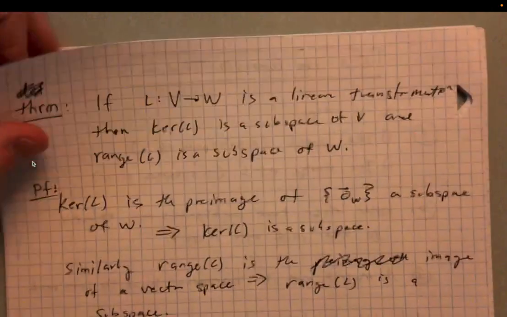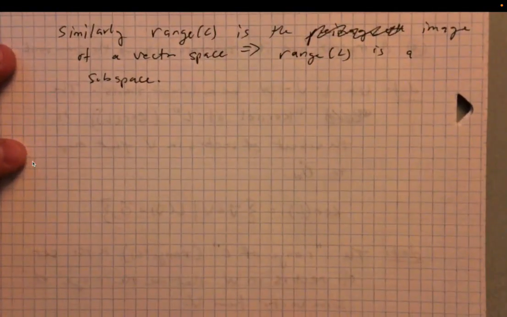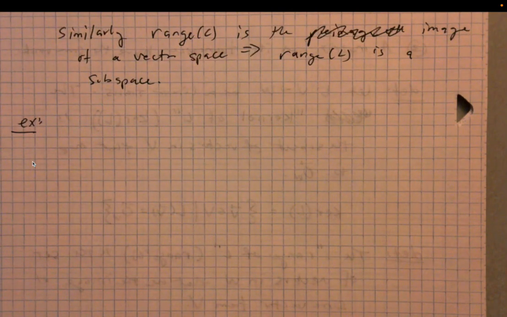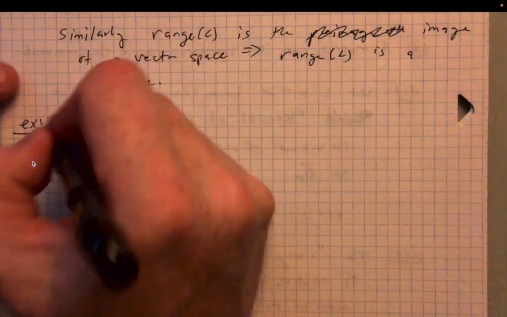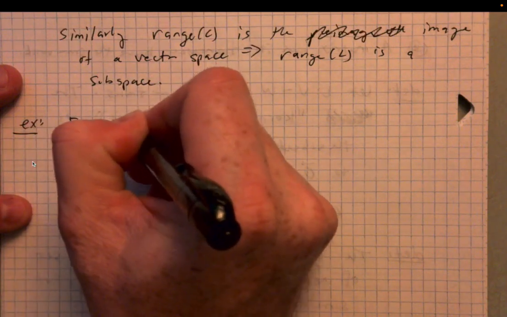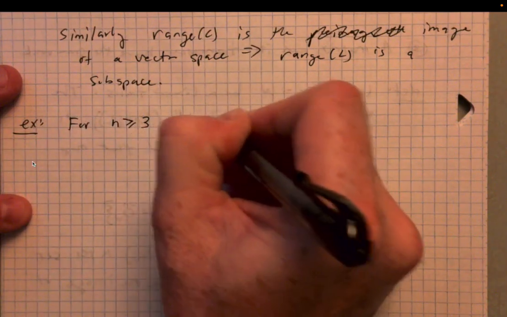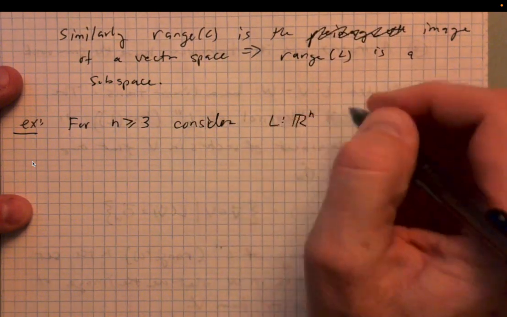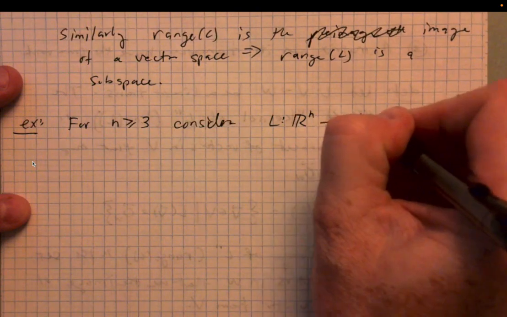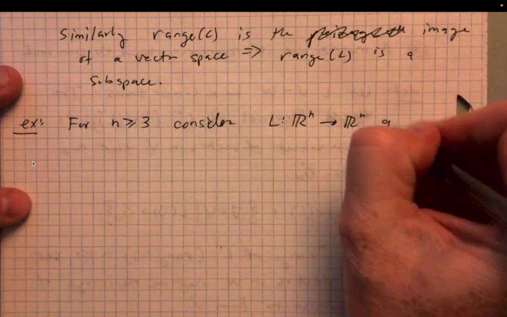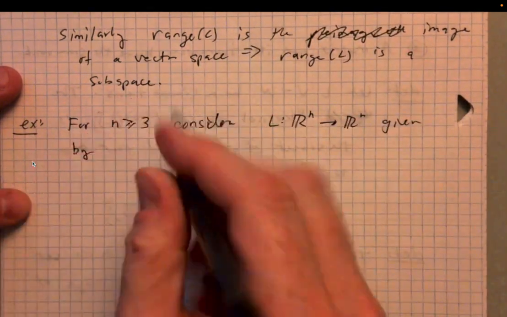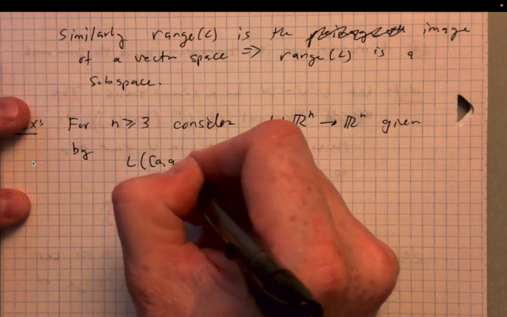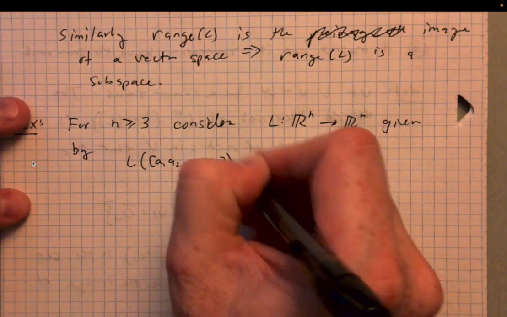All right, so let's do an example. Let's make sure we understand what's happening here. Examples are key. You get a definition and a theorem, you better ask for an example next. Okay, so let's say for n greater than or equal to 3, we want to consider the linear transformation from Rn to Rn. We'll let L work on an n-vector a1, a2, ..., an, naturally.